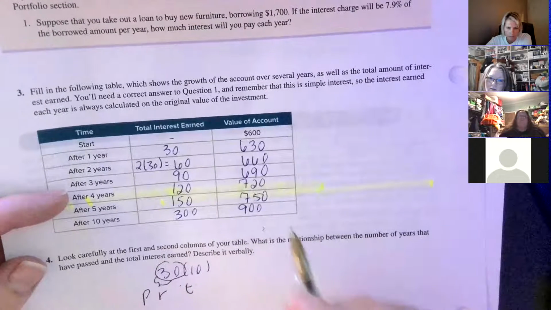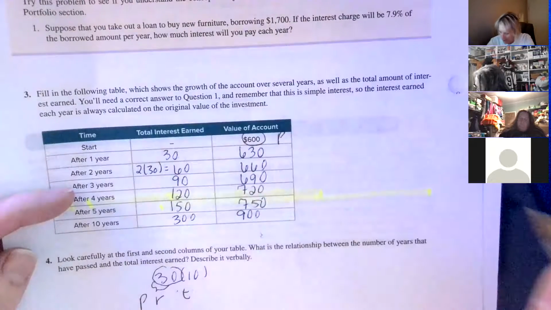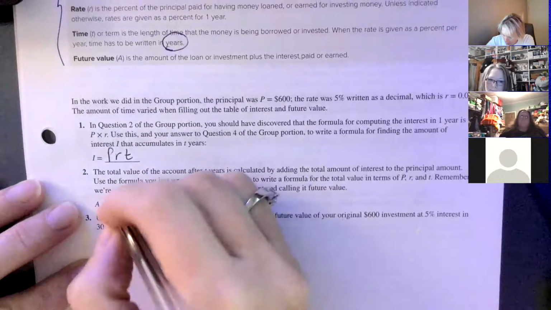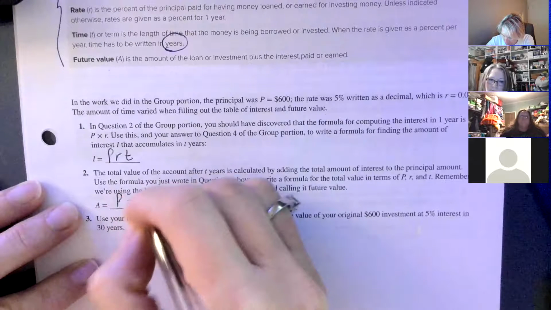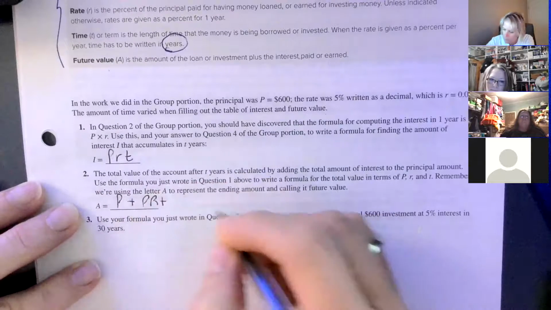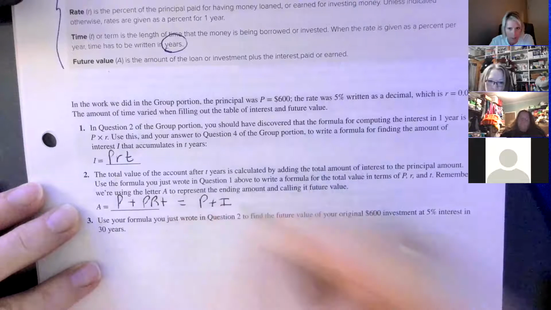Add the 600. Okay, so we had to add back that P, right? So we can do that here. We can say the P originally plus the interest, which is PRT. Or we can say P plus I if we want to just say P plus interest.